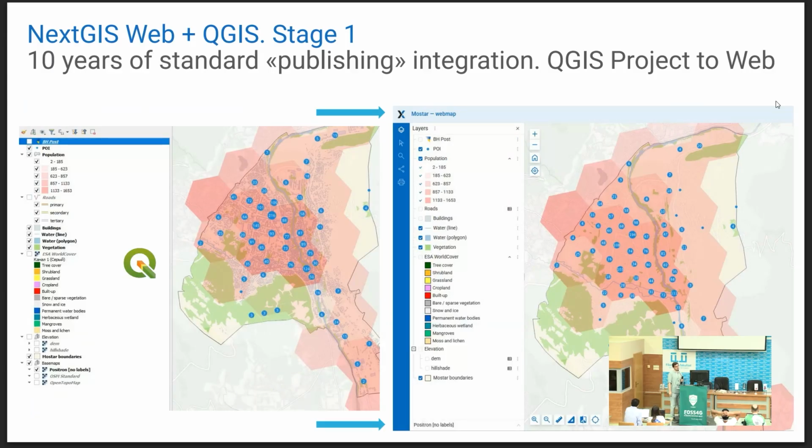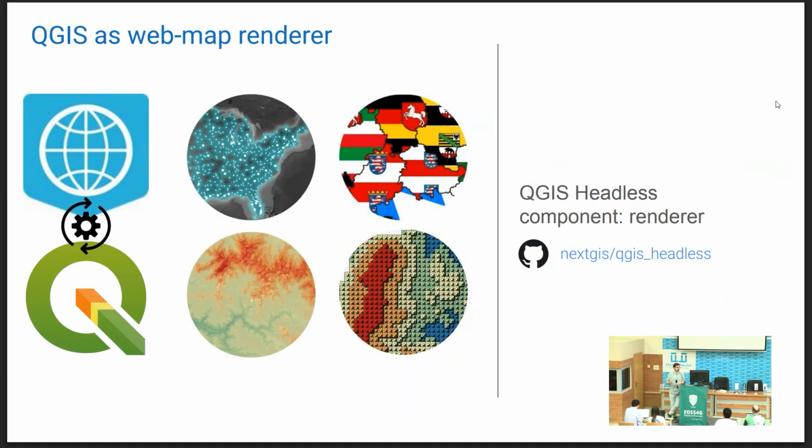Of course, we wanted from scratch to build some integration with desktop, and obviously QGIS as part of our ecosystem. And for a good 10 years, we had a standard publishing integration with a simple idea: let's publish QGIS projects to web. So we had this button in QGIS, you push it and you get this project published as a web app.